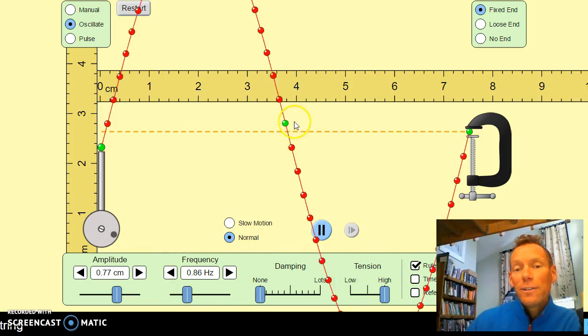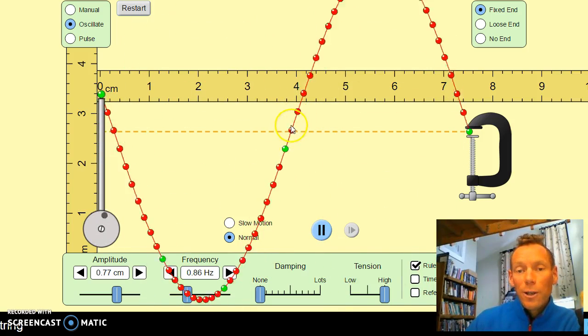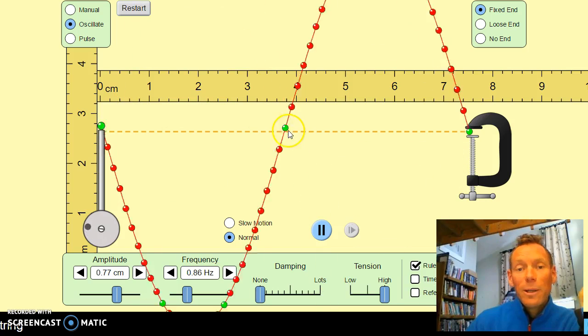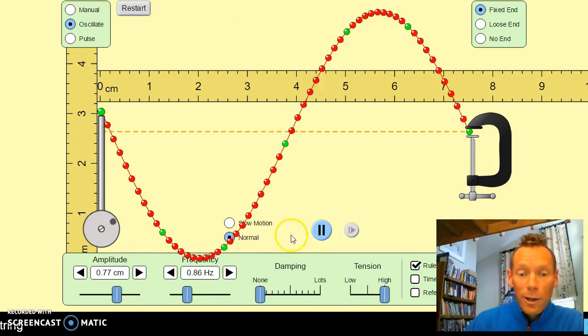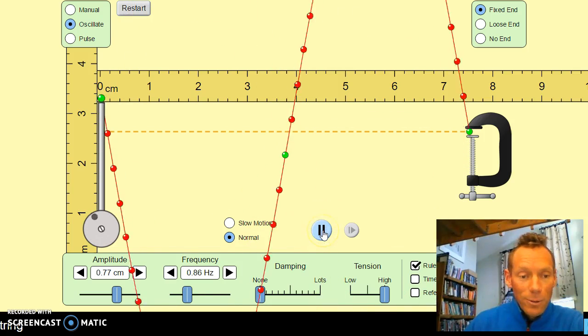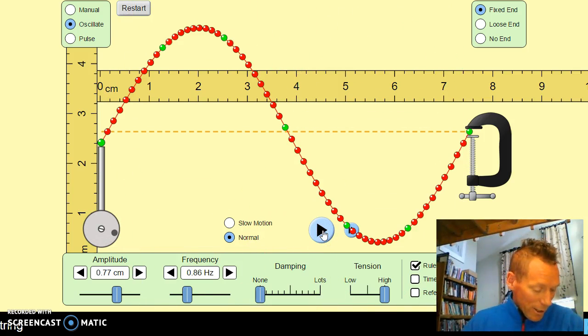All right, so we still have the nodal region, a node right here, so minimum displacement. But at the antinode, woo, lots of displacement. All right, that's kind of cool. And then let's get all crazy and double, so we go to 1.72 hertz.